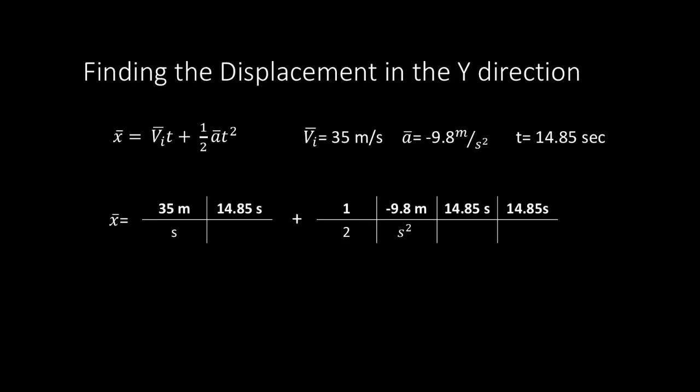Substituting the values in, we get 35 meters per second times 14.85 seconds plus 1/2 times negative 9.8 meters per second squared times 14.85 seconds times 14.85 seconds. Doing some unit analysis, we can eliminate some units, and we end up with only meters. So it ends up being negative 560.81 meters, which is how far down the cannonball dropped in the y direction.